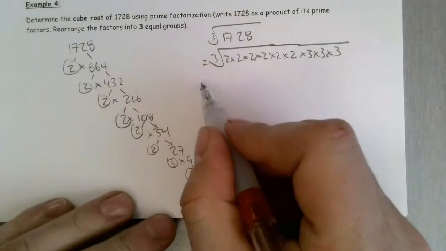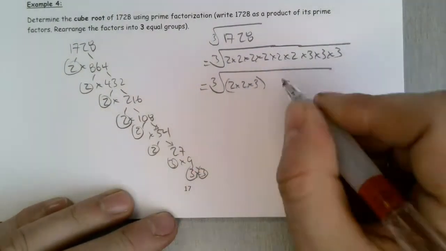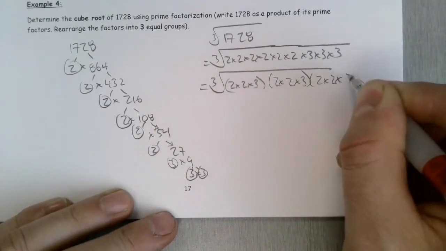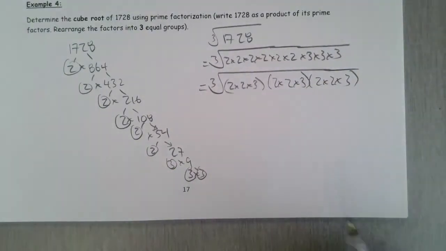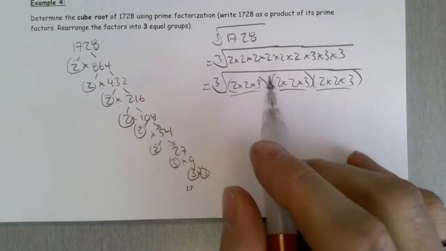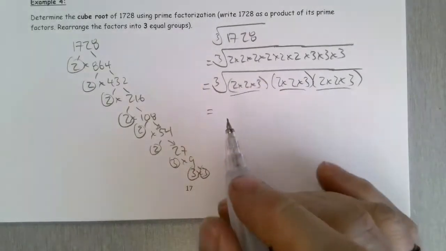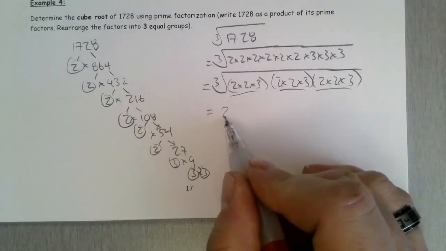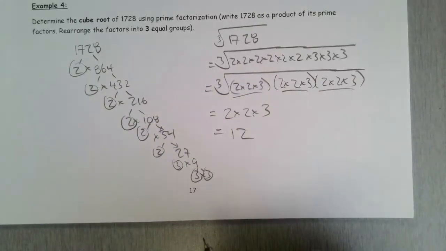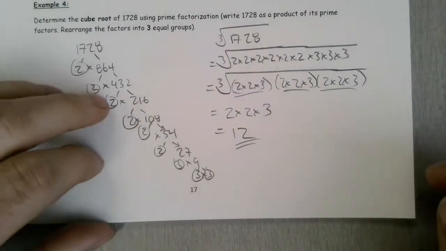So I can rearrange this to create 2 times 2 times 3, 2 times 2 times 3, 2 times 2 times 3. Okay, I've got a triplet of this particular factor here. So this represents my length, my width, my height. In a cube, they're all going to be the same. So my answer here is going to be 2 times 2 times 3, or 12. That's going to be the cube root of 1,728.